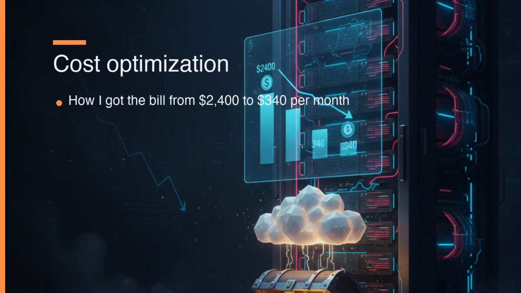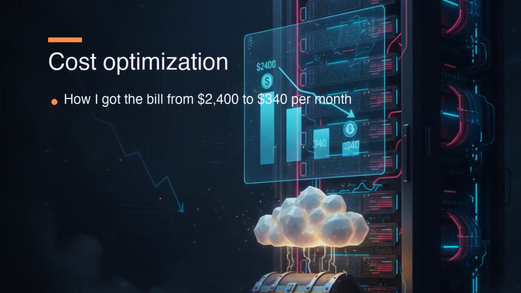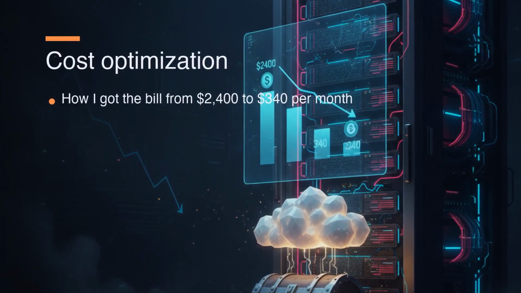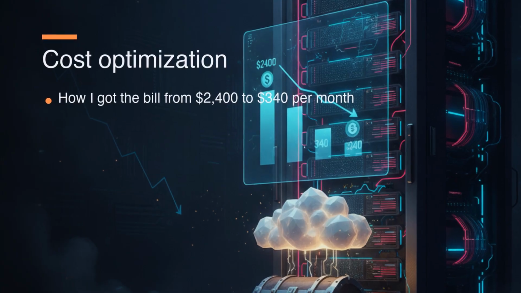Let's talk money, because this is where the theory of cloud architecture meets the reality of your bank account. My initial deployment cost around $2,400 per month. For a side project SaaS, that's borderline unsustainable. Here's how I got it down to $340.